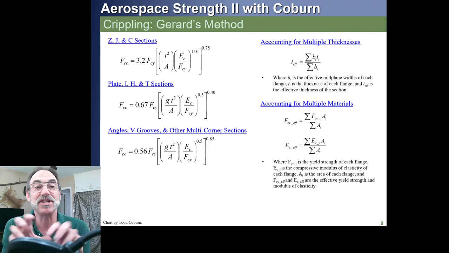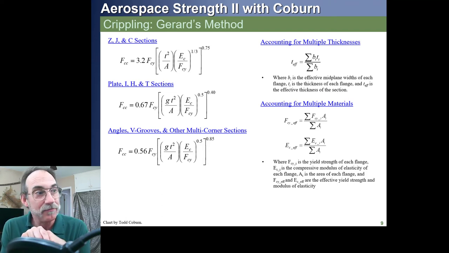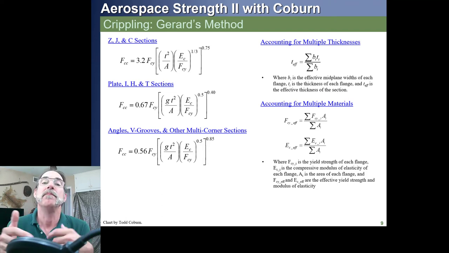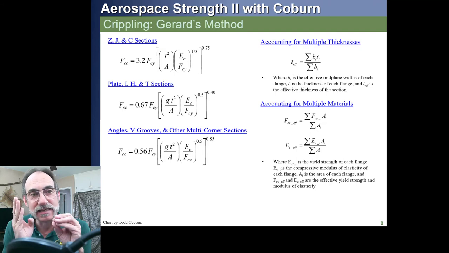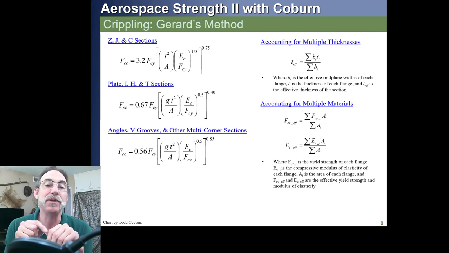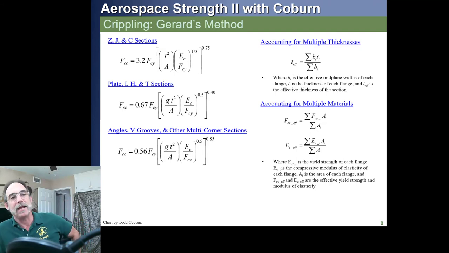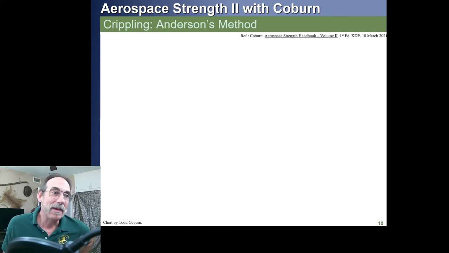If your cross section is very different than what they tested, then this method may differ more. You'll notice the hardest part of this is determining which cuts to make and computing your G parameter. So let's look at another method, a third method.